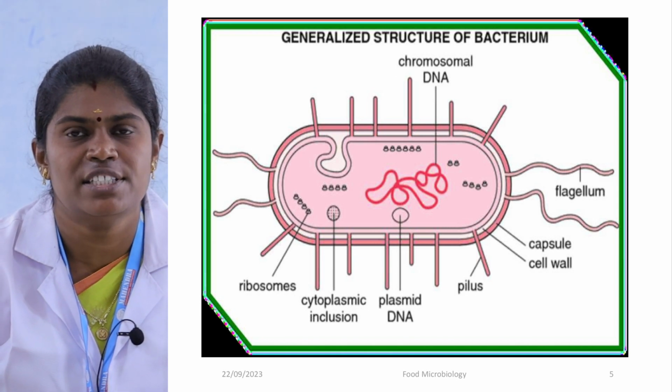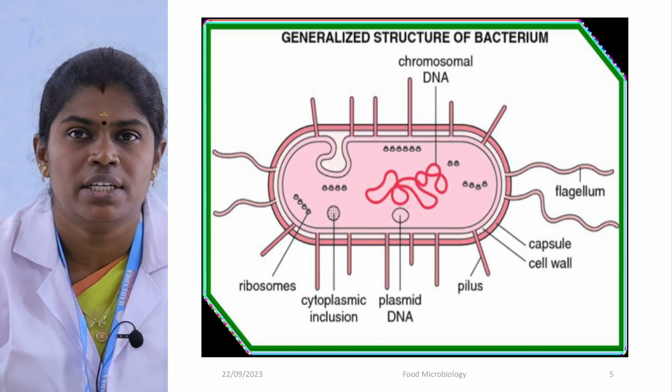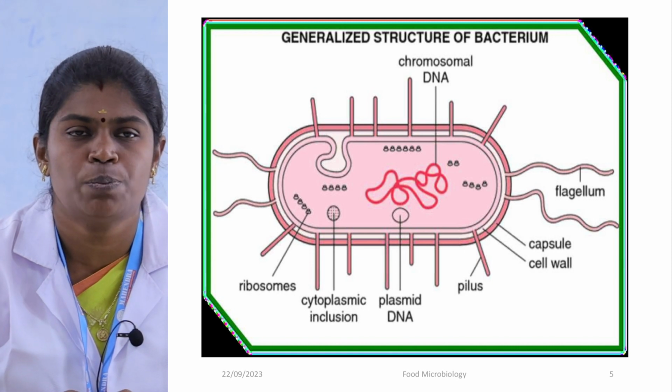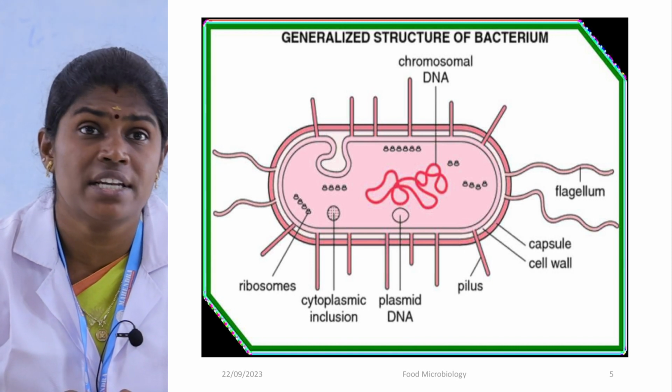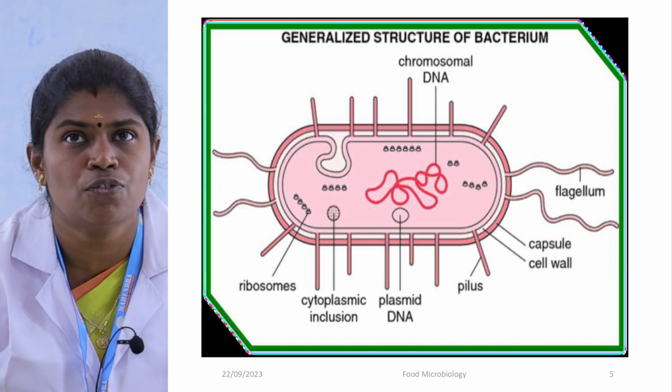Here we can see some parts of bacteria: flagella, capsule, cell wall, pili, plasmid DNA, cytoplasm, ribosomes, polyribosomes, chromosomal DNA. These are the basic structures of bacteria.